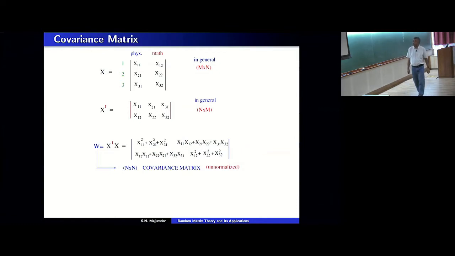Okay? So to do that, what you do is you just take the transpose of this matrix, which is just 2 by 3. So in general, it will be n by m. And then you take this product, x transpose x. This is a simple exercise. You can just compute the product. So this will be a 2 by 2 matrix. In general, it will be an n by n matrix. And what are the matrix elements? So this is x11 square, x21 square, x31 square.